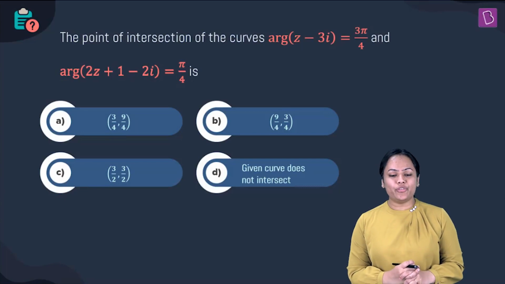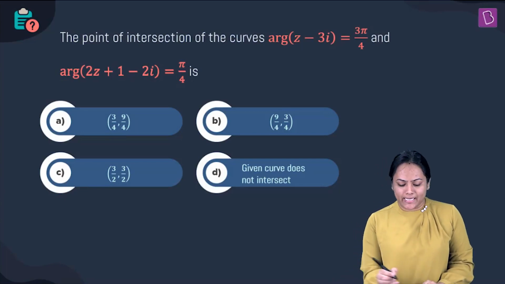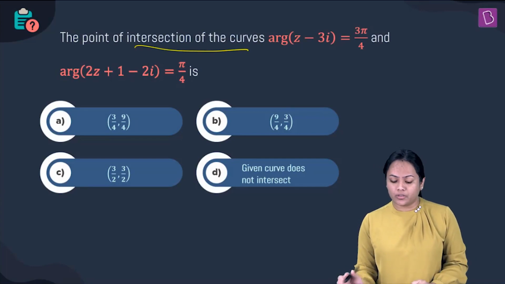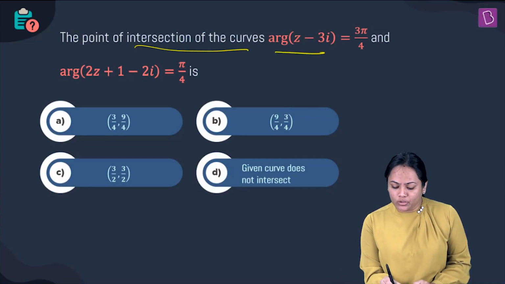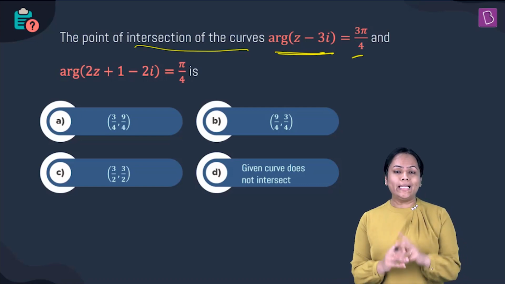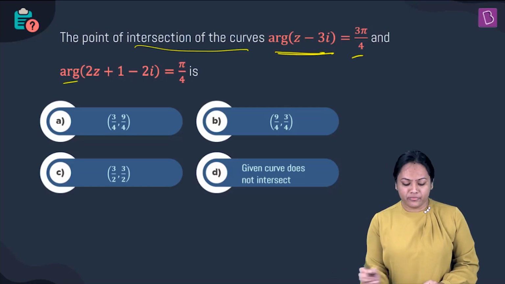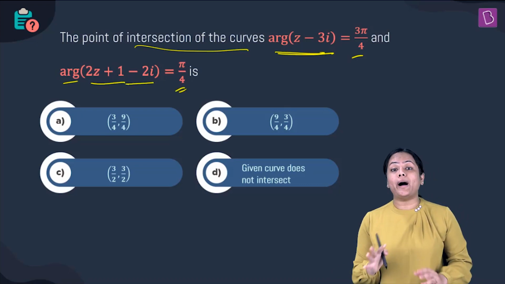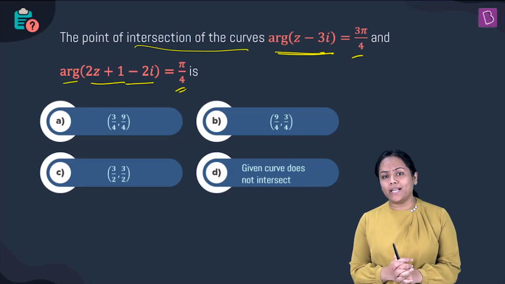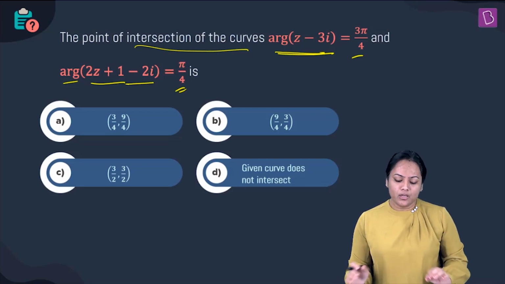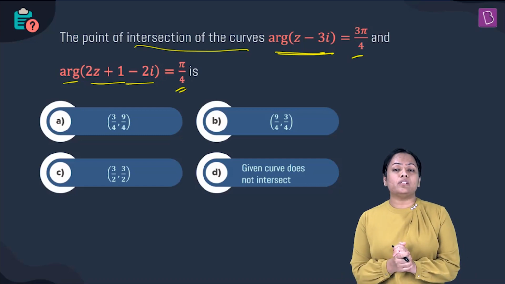Well, moving further, in this question they are asking what is the point of intersection of the curves. They have given us two curves. First one is argument of z minus 3 iota is equal to 3 pi by 4, while the other one is argument of 2z plus 1 minus 2 iota is equal to pi by 4. What is the point of intersection is what we have to find. Okay, how are we going to solve this out?